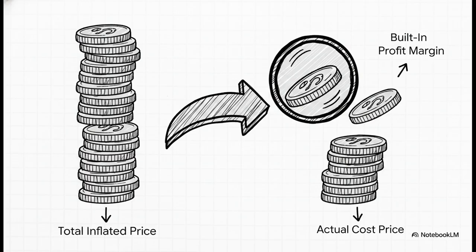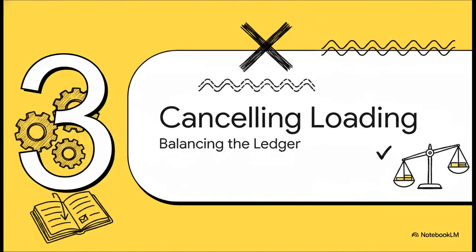If this specific variable isn't completely isolated and reversed out, the true historical cost is gone, and the branch's actual gross profit just stays trapped under a thick layer of internal accounting fiction. Which leads us to Section 3, canceling the loading and balancing the ledger.